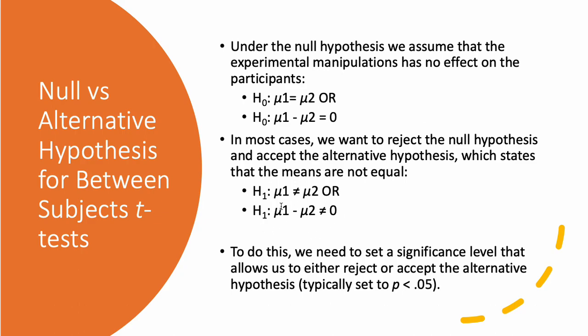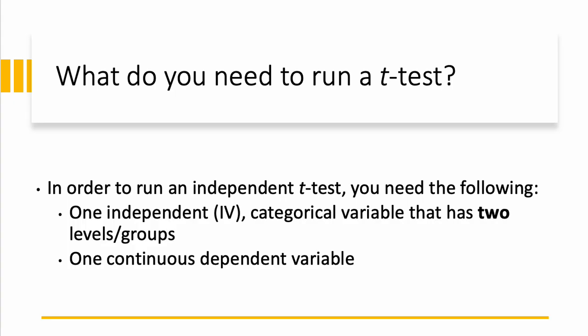You can also think of this as the mean of group A minus the mean of group B does not equal 0. And to do this, we set our significance level to a p-value of less than 0.05. So when you're looking at your results, the first thing you need to do is look at your p-value. If it's less than 0.05, that means that we rejected the null. So that means that our hypothesis was supported and there is a difference between the two means.